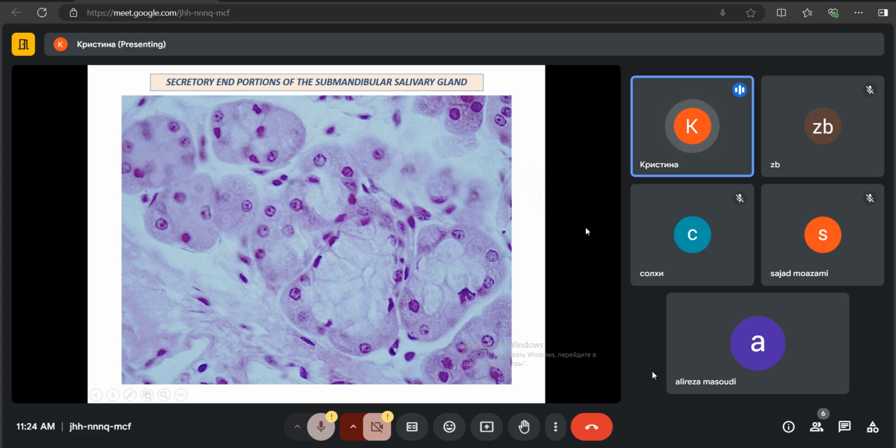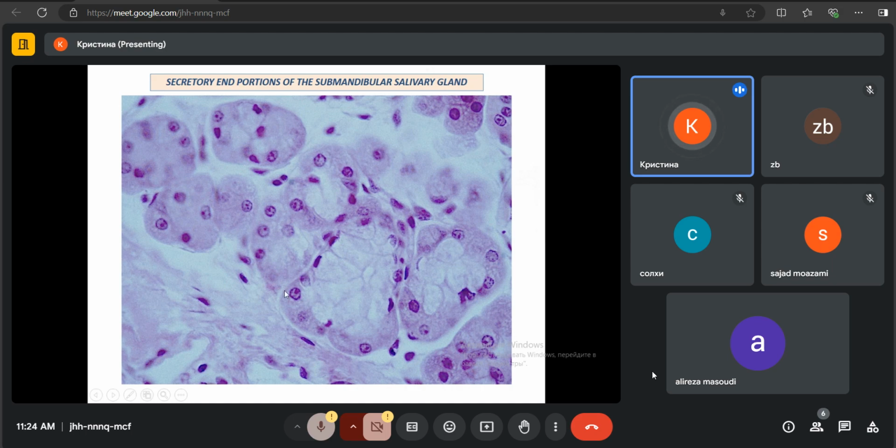This is how the submandibular salivary gland looks like in a real histological section. Here we see the two kinds of secretory end portions. These are the serous ones. They are composed of serocytes with basophilic cytoplasm and round cell nuclei, and myoepithelial cells. We see the cell nuclei of myoepithelial cells, they are flattened, and they are located very, very close to the basal portion of the serocyte.